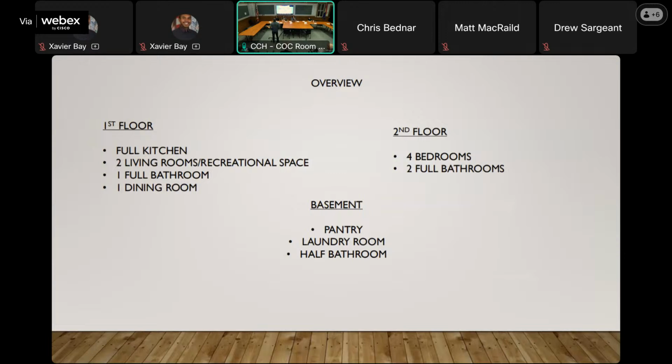Okay, to wrap up, again: first floor, full kitchen, 2 bathrooms, recreation space, 1 full bathroom, 1 dining room. 4 bedrooms, 2 full bathrooms, and the basement with pantry, laundry room, and half bath.